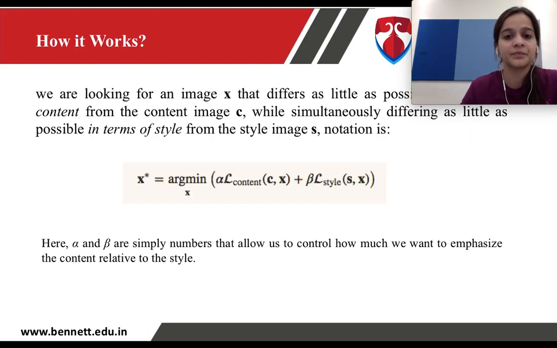Now how does it work? We are looking for an image that differs somewhat from the content image and which contains the style of the style image. So alpha and beta in this mathematical equation are hyperparameters. Through this alpha and beta, we can control how much style we want to impose upon the content image. So alpha and beta are the hyperparameters which give us flexibility. With alpha there is the content loss between the content image and generated image, and with beta there is the style loss between the style image and generated image.